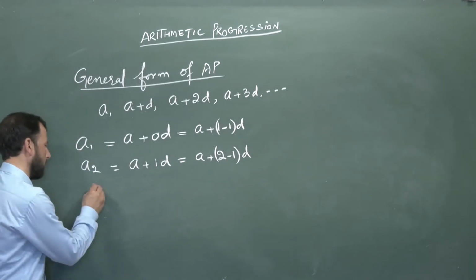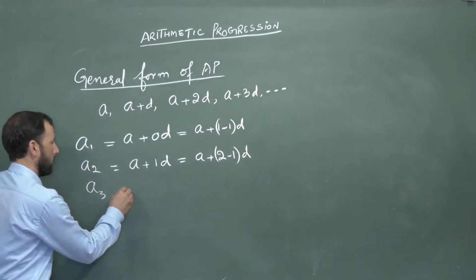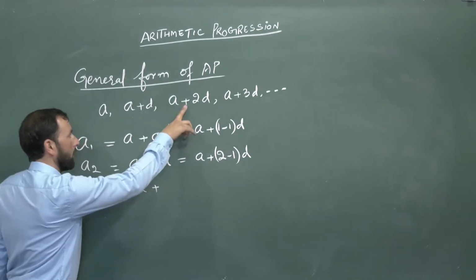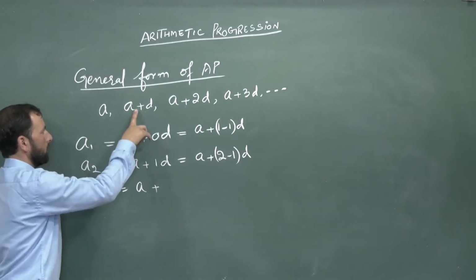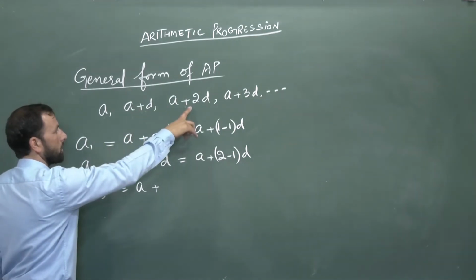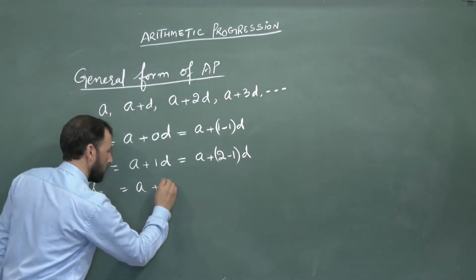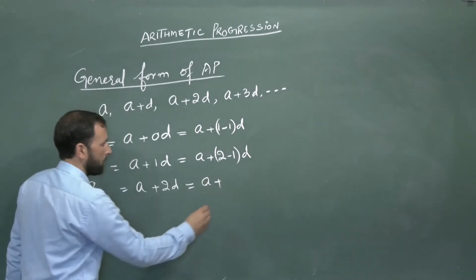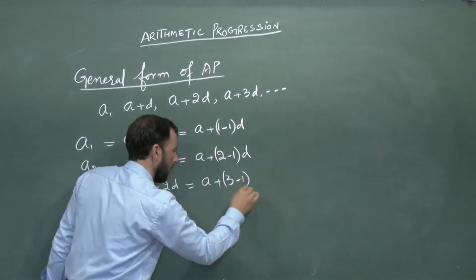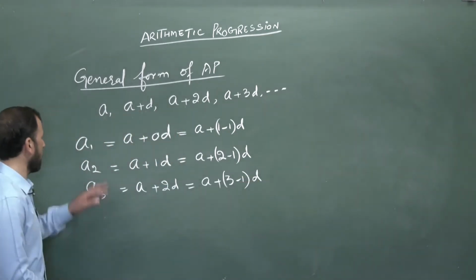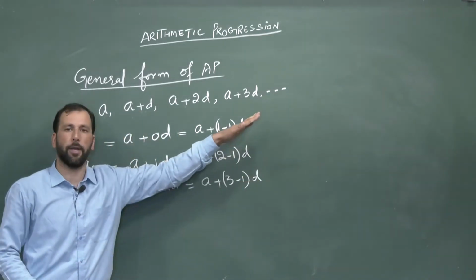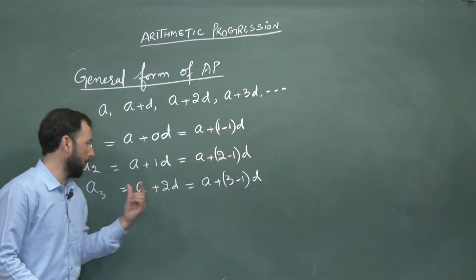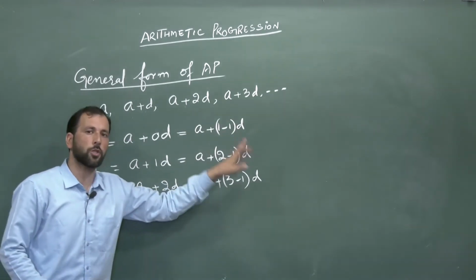Then the third one is a3, which can be written as a plus, what is the third term here? This is the first term, that is a1. This is the second term, a2. This is the third term, that is a3. It is a plus 2d, that can be written as a plus 3 minus 1 into d. Here we observe a pattern. So a1 is a plus 1 minus 1 into d. Here a2 is a plus 2 minus 1 into d. Then a3 is a plus 3 minus 1 into d.